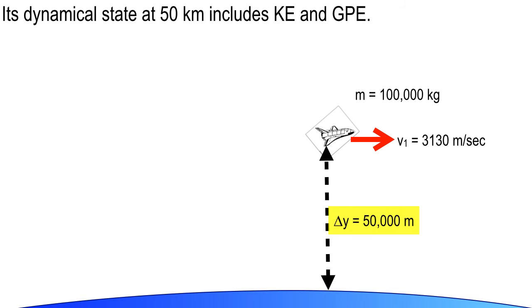Dynamical state at 50 kilometers altitude. Up here, we've got a lot of KE because it's coming off of orbit, still has speed, and it's got a lot of GPE because if you had a rock up there at 50 kilometers and let it drop straight down, it'd really be whipping by the time it got down to Kennedy Space Center. Mass is 100,000 kilograms. The velocity up there, Mach 9.1, is about 3,130 meters per second. So that's our V1, when we start our 12-minute clock down at Kennedy Space Center, that's our starting speed. Delta Y is going to be negative 50,000 meters. You can put a minus sign in there if you want.